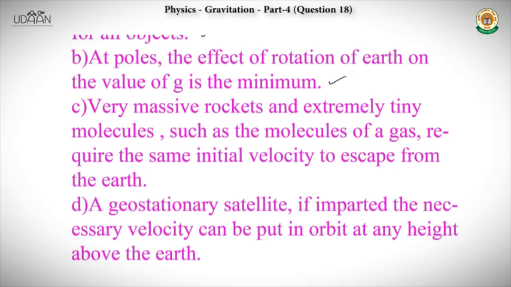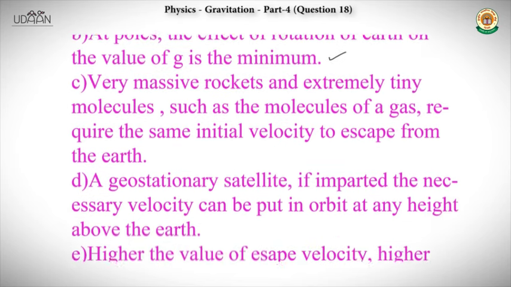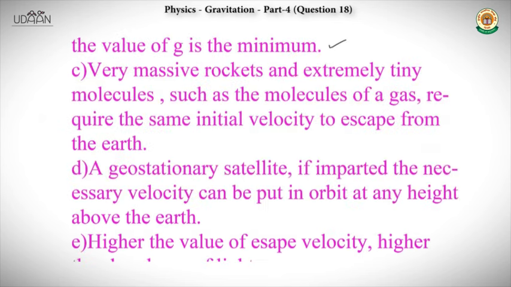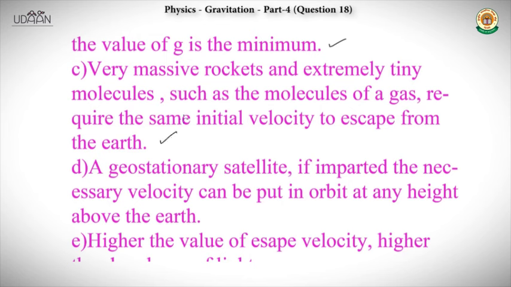Okay. Now the C option, which is: very massive rockets and extremely tiny molecules, such as the molecules of a gas, require the same initial velocity to escape from the Earth. This is obviously the correct option, because we know by now that the escape velocity is independent of the mass of the object. It comes out to be root of 2GM upon R, where M is the mass of the Earth. Right. So the term does not have small m, which is the mass of the particle. This is absent. So therefore the third option is also correct. That is, very massive rockets and extremely tiny particles both require the same initial velocity.